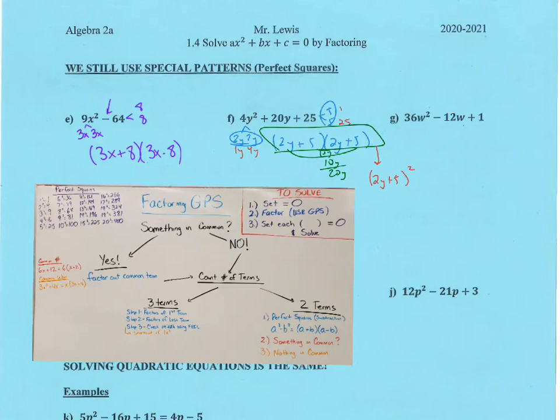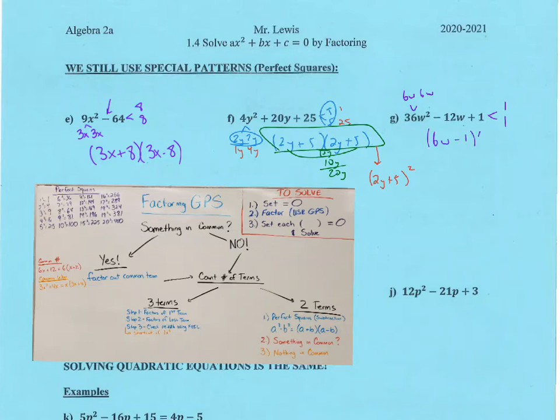All right, G, look, 36. 36 has a whole bunch of factors, but I'm going to start with 6w and 6w because I know it's a perfect square, and I see a perfect square to end. So although there is a whole bunch of other factors for 36, I'm guessing this one first.